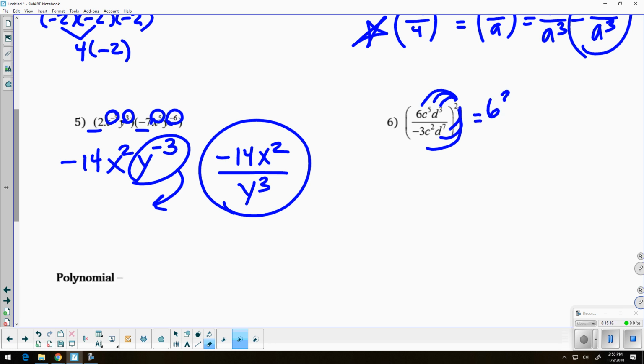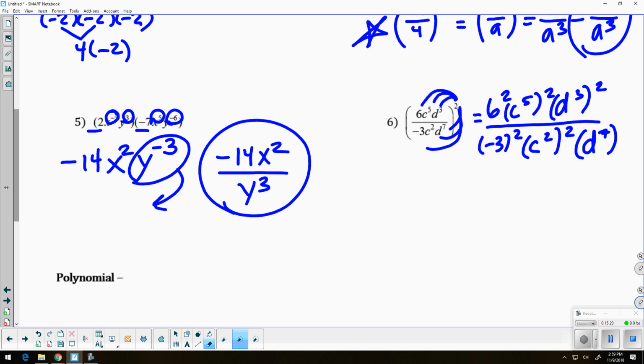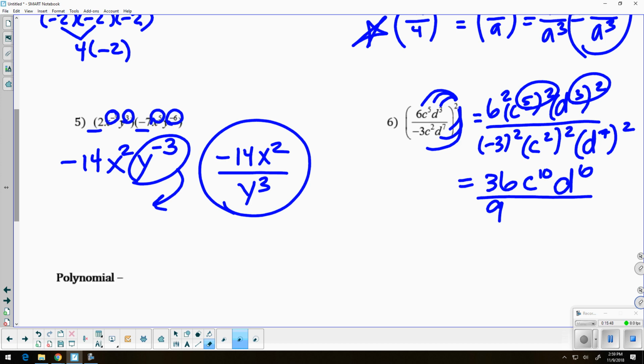So again, you'd have 6 squared, and then c to the fifth would be squared, and then d cubed would be squared. The bottom, you'd have negative 3 squared, c squared squared, and then d to the seventh squared. Okay, so now simplifying. Okay, we got 6 squared, so that's 36. And then c would now be to the 10th, because again, you got to multiply. D would now be to the 6th, again, you got to multiply. On the bottom, negative 3 squared would be positive 9. And then you'd have c to the 4th, d to the 14th. So again, just multiplying those exponents.